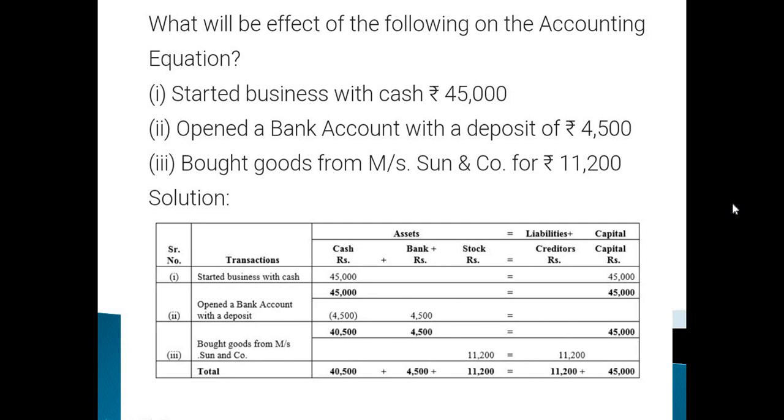So according to the accounting equation, assets should always be equal to liabilities plus capital. If you add 40,500 from the asset side plus 4,500 plus 11,200, it will come to rupees 56,200. Now if you add from the right hand side, that is the liabilities plus capital, 11,200 plus 45,000, that also will come to rupees 56,200.